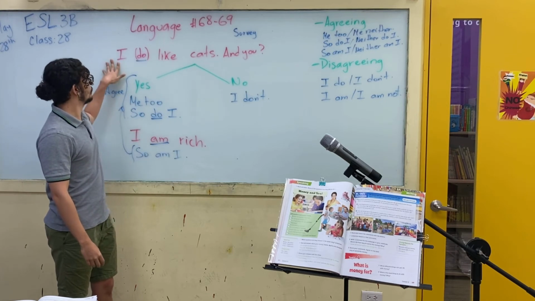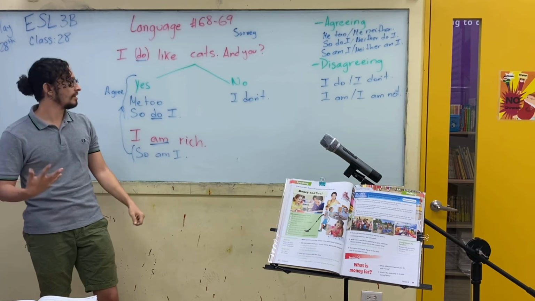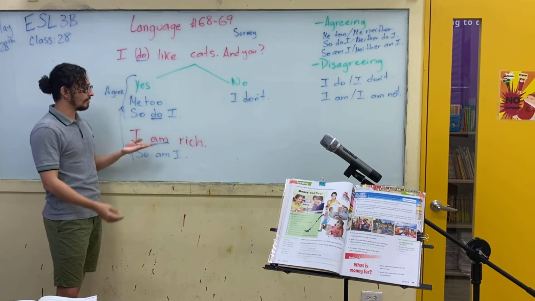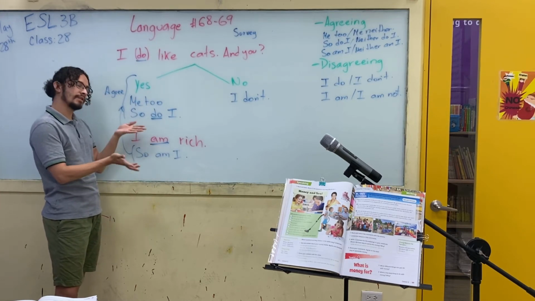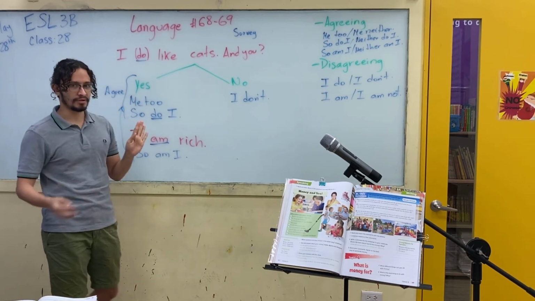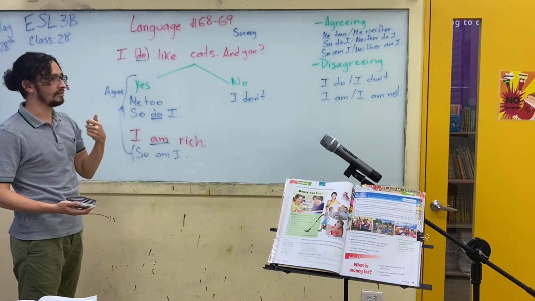And for other things that should have do, for example, like I do like cats, you can answer back with so do I, or me too. This is okay. But so am I, it's only when the person before you also uses the I am structure. This is for agreeing, this is for saying yes, this is good, I like this.